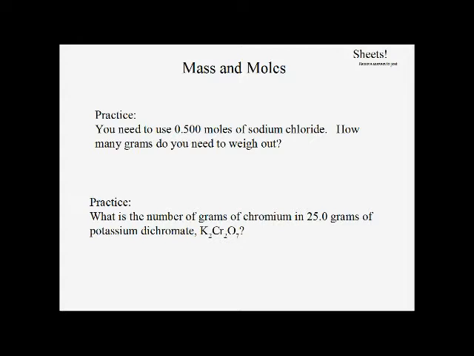Okay, some more practice problems here. We have half a mole of table salt, sodium chloride. How many grams do we need to weigh out? So we just need to get the molar mass of it, and then multiply moles by the molar mass to get grams.